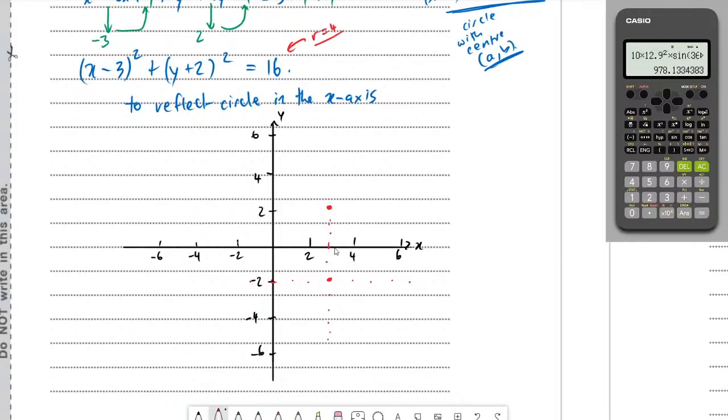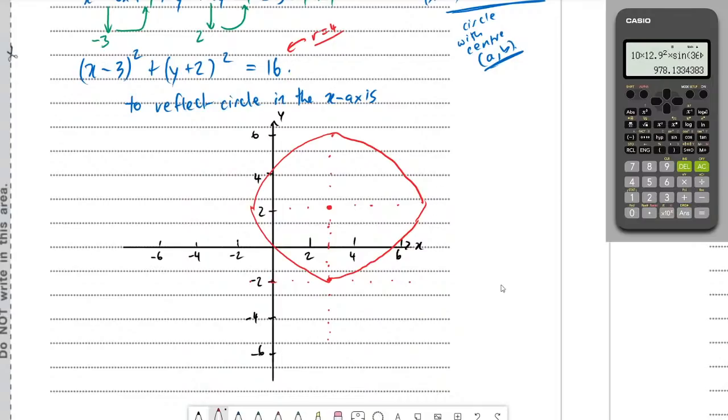So 1, 2, 3, 4. Actually, well, that's convenient. So the difference is 4. So 1, 2, 3, 4. 1, 2, 3, 4. 1, 2, 3, 4. So you get the circle. That looks horribly bad, but we'll give you the marks in the HSC.